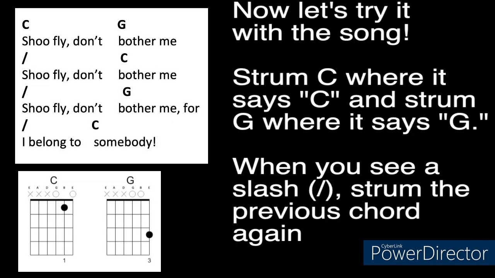Now let's try it with the song. Strum C where it says C and strum G where it says G. When you see a slash, strum the previous chord again.